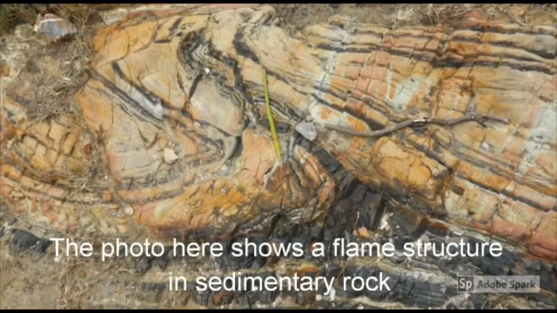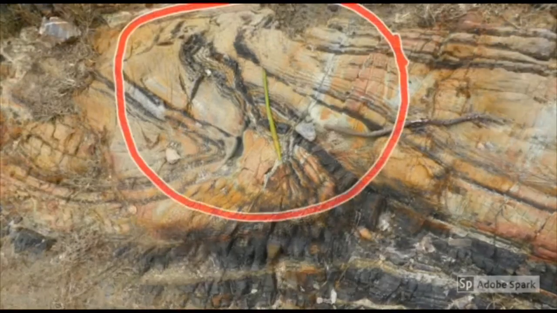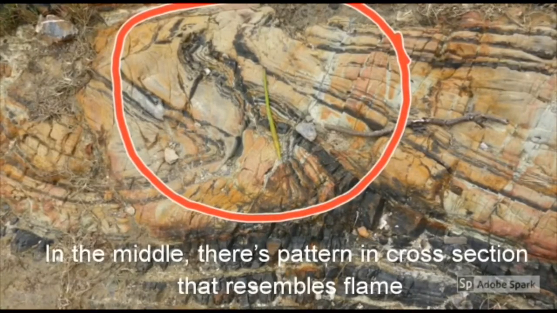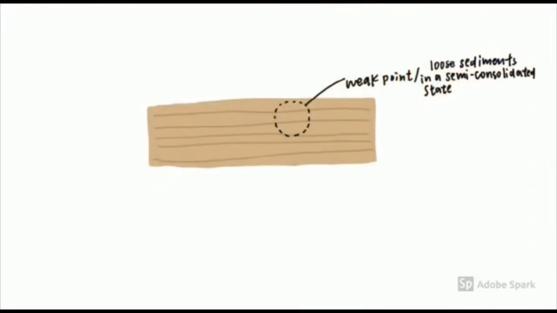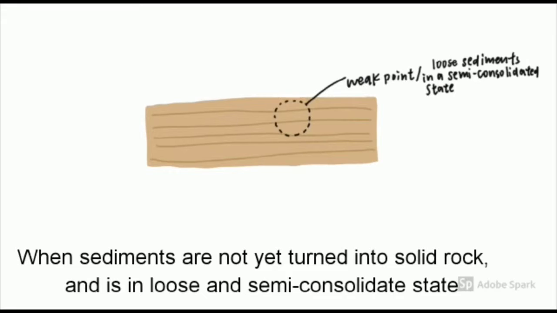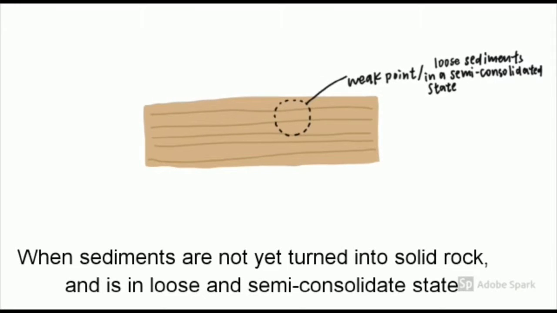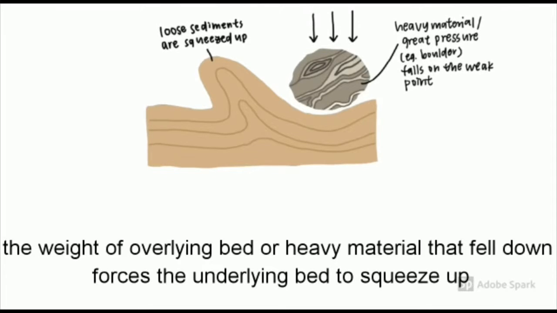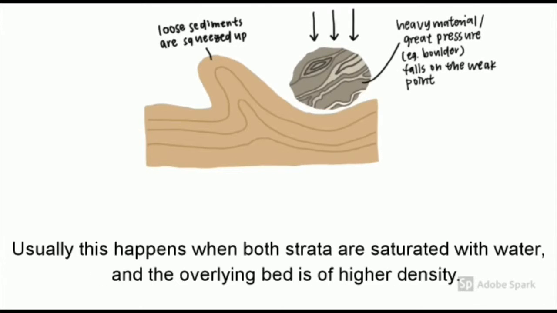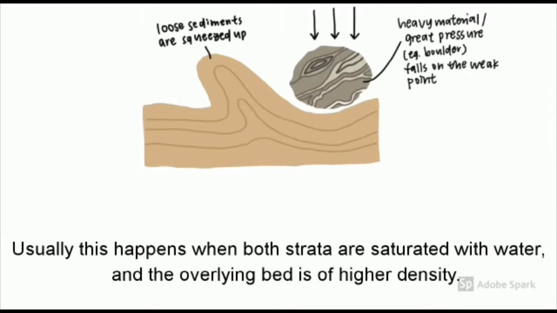The photo here shows a flame structure in sedimentary rock. In the middle, there's a pattern in cross-section that resembles flame. When sediments are not yet turned into solid rock and are in loose and semi-consolidated state, the weight of overlying bed or heavy materials that fell down causes the underlying bed to squeeze up. Usually this happens when both strata are saturated with water and the overlying bed is of higher density.